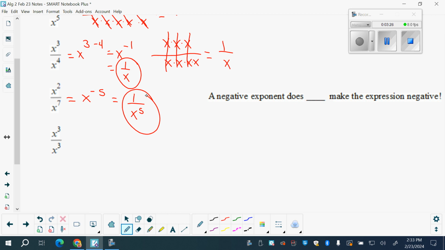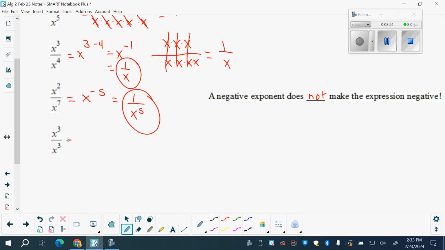Okay, so we had a negative exponent here and a negative exponent here. Did it make my answer negative? No. So a negative exponent does not make the expression negative. It's a very common mistake that students want to make the answer negative, and it's not. It has to do with the placement of that number.